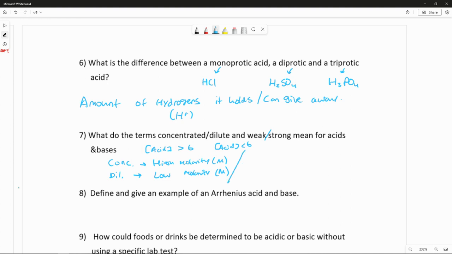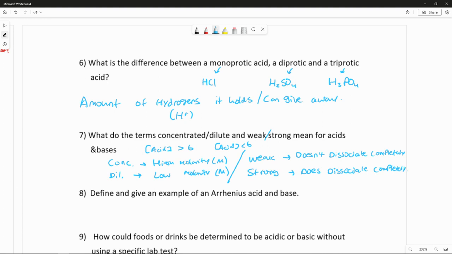All right, let's break that a little. And weak acids means that it does not dissociate completely. So weak acids, like acetic acid, like vinegar, will not dissociate completely into its ions, but strong acids, like sulfuric acid or hydrochloric acid, do dissociate completely into its ions.